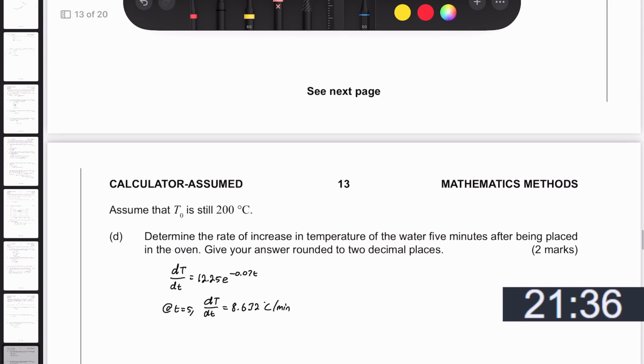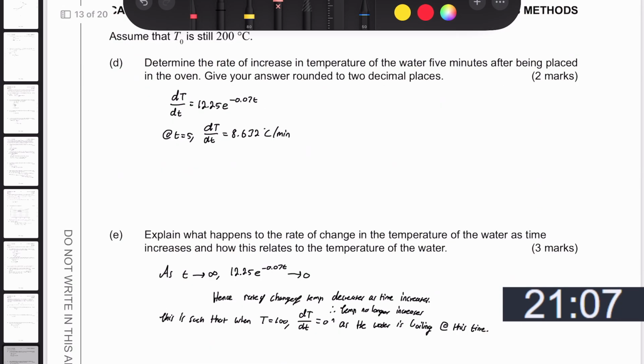Determine the rate of increase in temperature 5 minutes after being placed in the oven. So I'll differentiate, but have this as an x instead of a 5. Oopsie daisy, I should do that. 12.07x. So we know this value, given that x is equal to 5, is 8.632. So we have this rate of change of water.